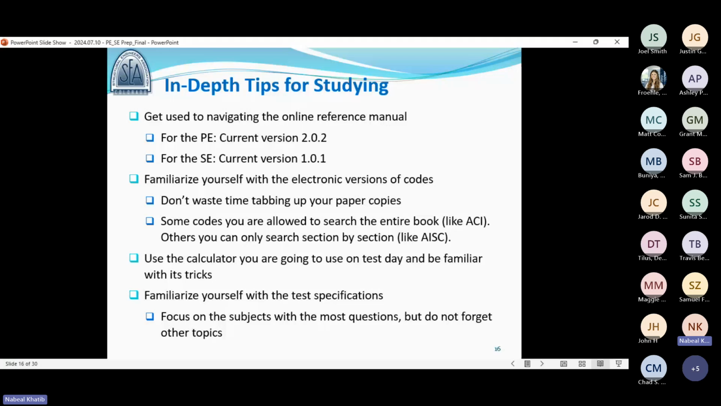Don't waste time with paper copies. Don't be looking at some physical copy to study from. I don't think that is a great idea. For some codes you are allowed to search the entire book, such as the ACI. Some others you are not. You can't search the entire file, so you have to open chapter by chapter. For example, the steel manual. Let's say you want to do a bolt problem or a weld problem.